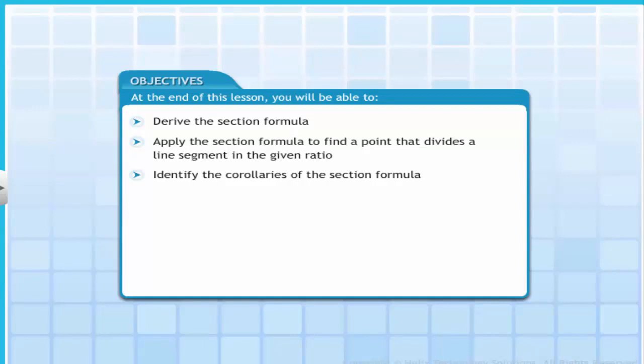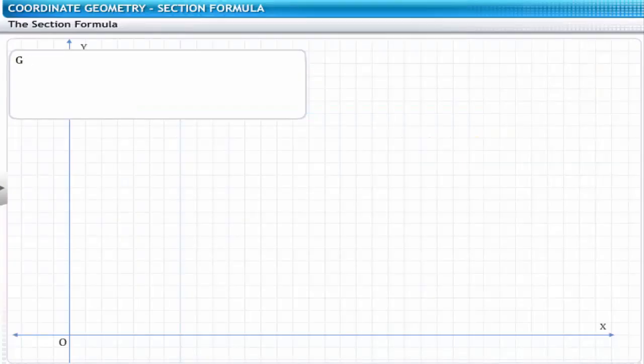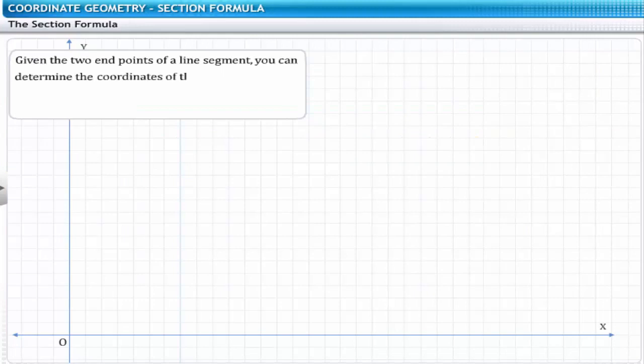At the end of this lesson, you will be able to derive the section formula, apply the section formula to find a point that divides a line segment in the given ratio, and identify the corollaries of the section formula. Given the two endpoints of a line segment, you can determine the coordinates of the point that divide the line segment in the given ratio using the section formula.